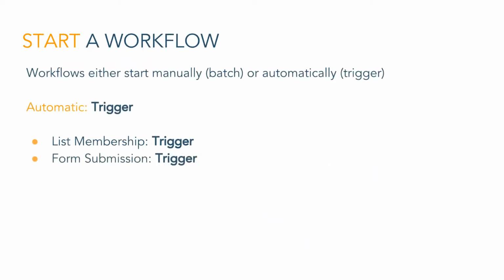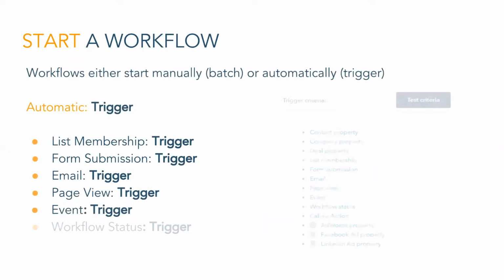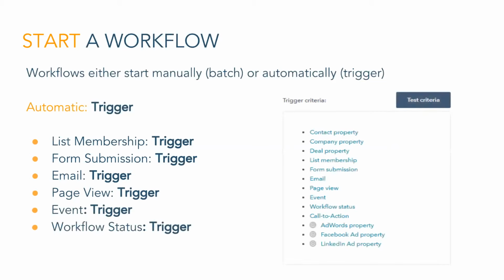Same with form submissions. If they submit a particular form, they can go in. If they take action in a particular email, view a certain page, attend a certain event, or depending what their original workflow status is. So you can see here on the right-hand side all the different trigger criteria to automatically enroll people and to start the workflow.